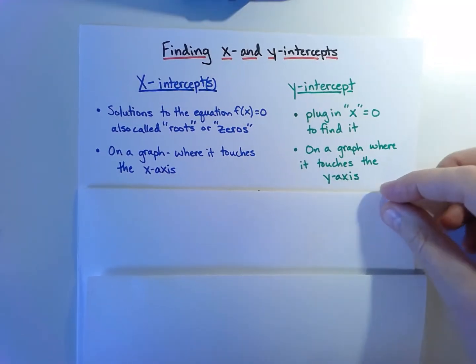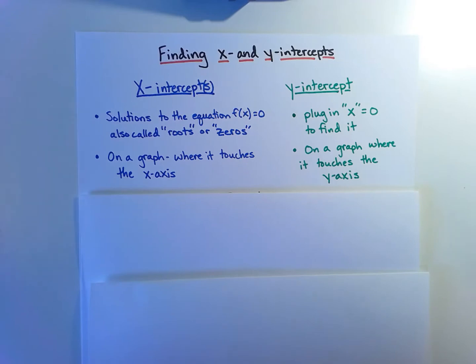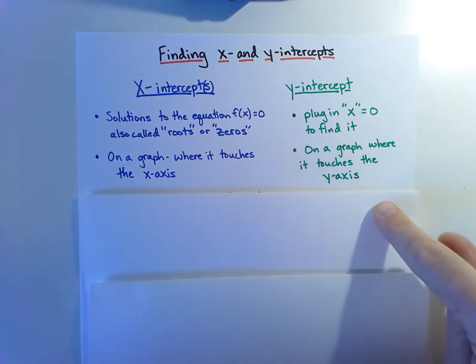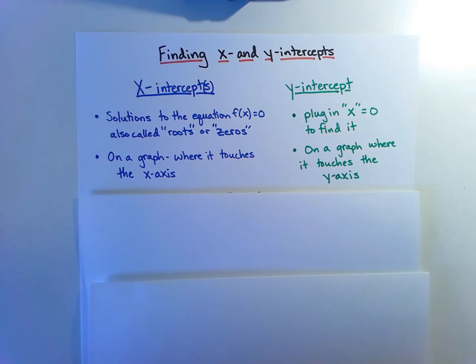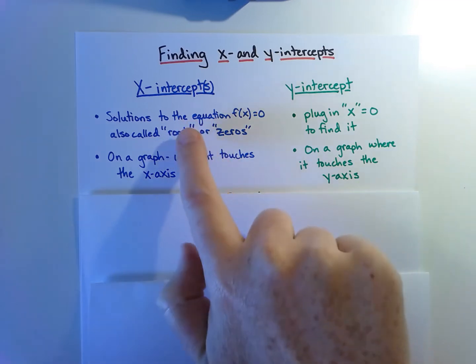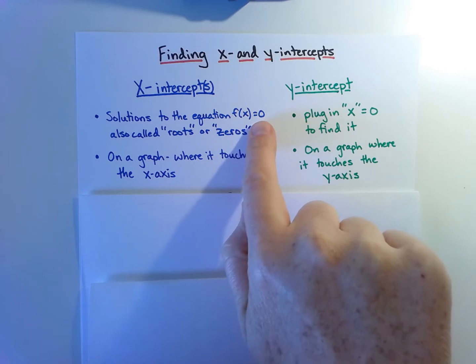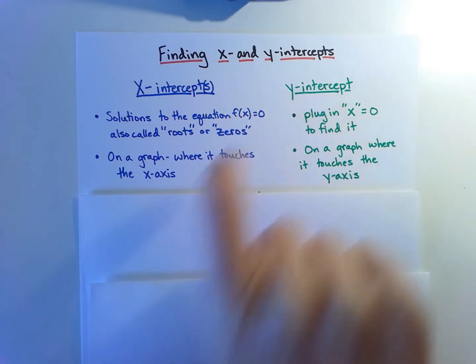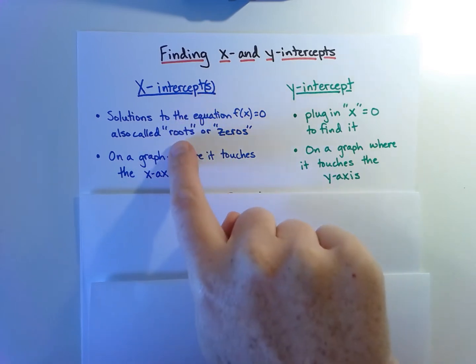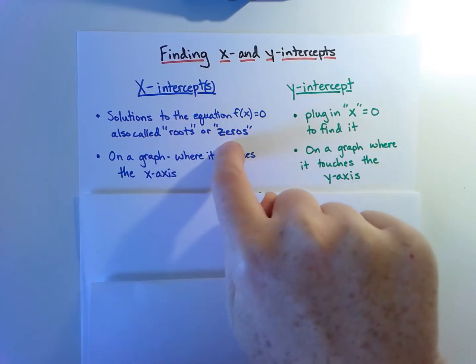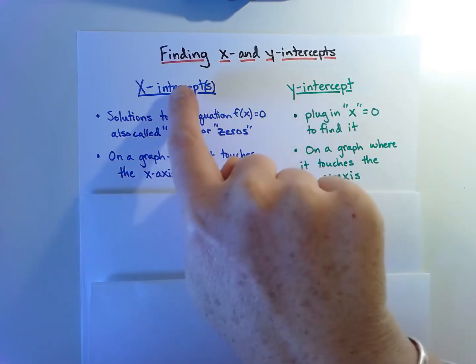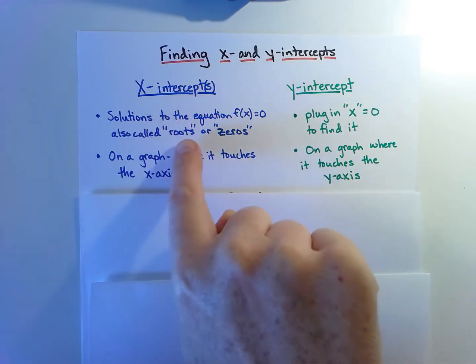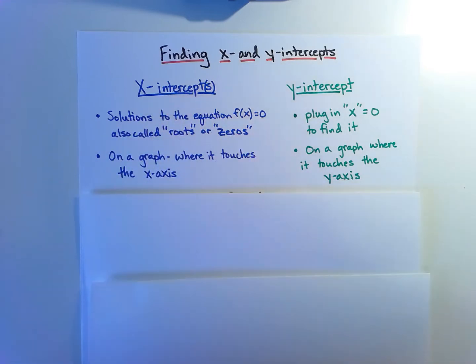Okay, let's talk about analyzing graphs of functions, part one, and this is continuing. We're talking about finding x and y intercepts. So x-intercepts are the solutions to the equation f of x equals 0. That's when you're given a function, you can set it equal to 0 and solve it. X-intercepts are also called roots or zeros, so they can be one of those four things. X-intercepts, solutions, roots, and zeros all are talking about x-intercepts.